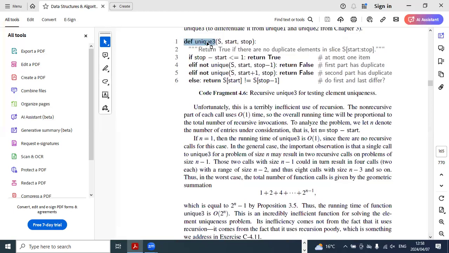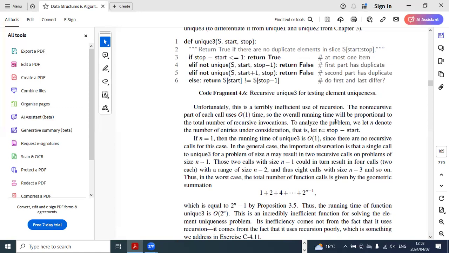The function runs like this to define the function. It has a parameter s, which is the list, along with where to start and where to end. If the stop is reached, return true. If not unique, return false, and so on until the last one, comparing the first and last. Unfortunately, this is a terribly inefficient use of recursion. The non-recursive part of each call uses constant time. It runs in constant time.